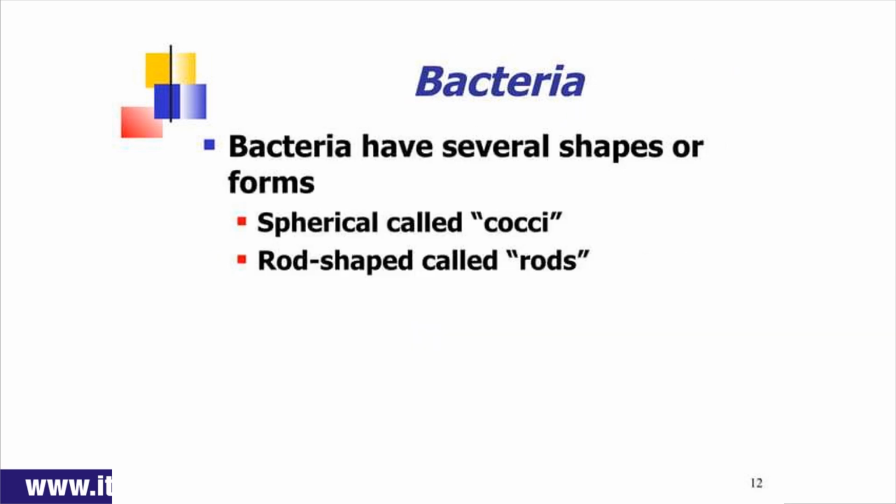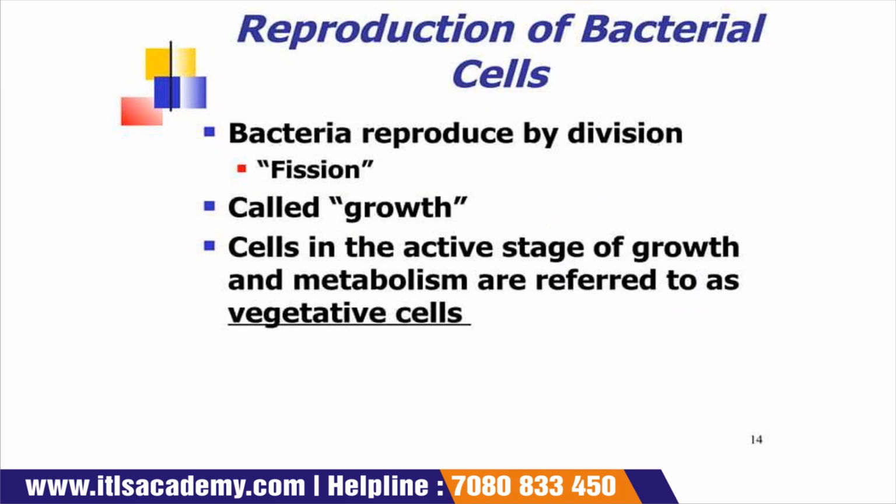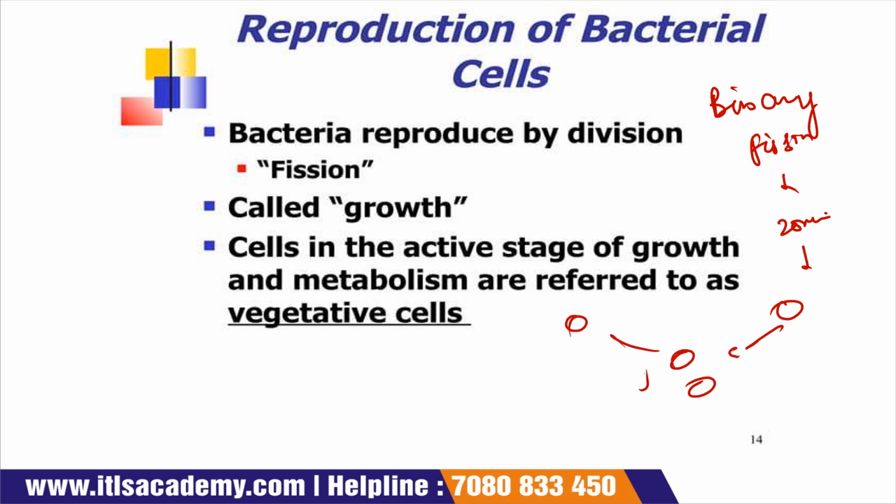Now bacteria have several shapes. If they are spherical, they are called cocci. If they are rod shaped, they are called rods. This is your cocci bacteria, like this. This is your rod bacteria. Now, reproduction of the bacteria cell. These bacteria divide by binary fission. And in every 20 minutes, the bacteria divide into two copies.